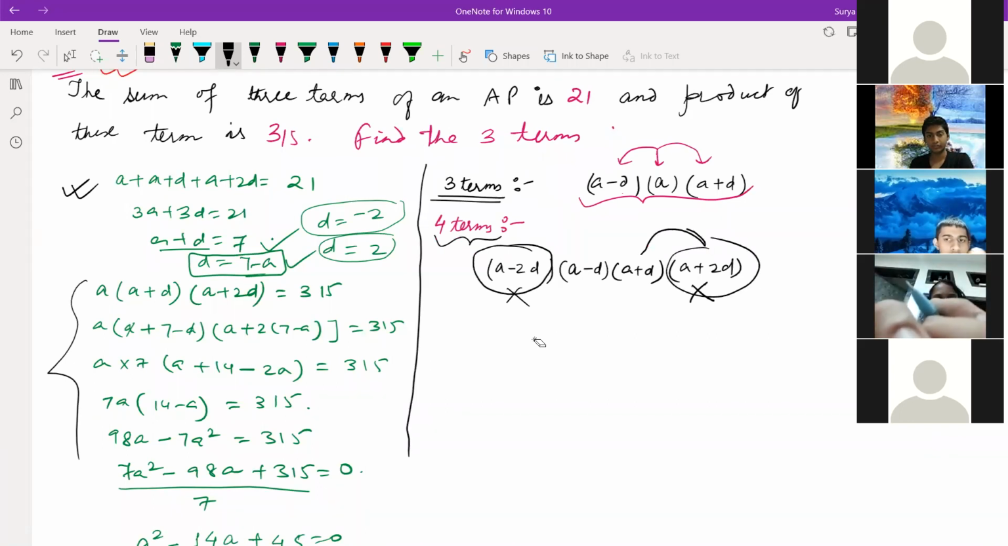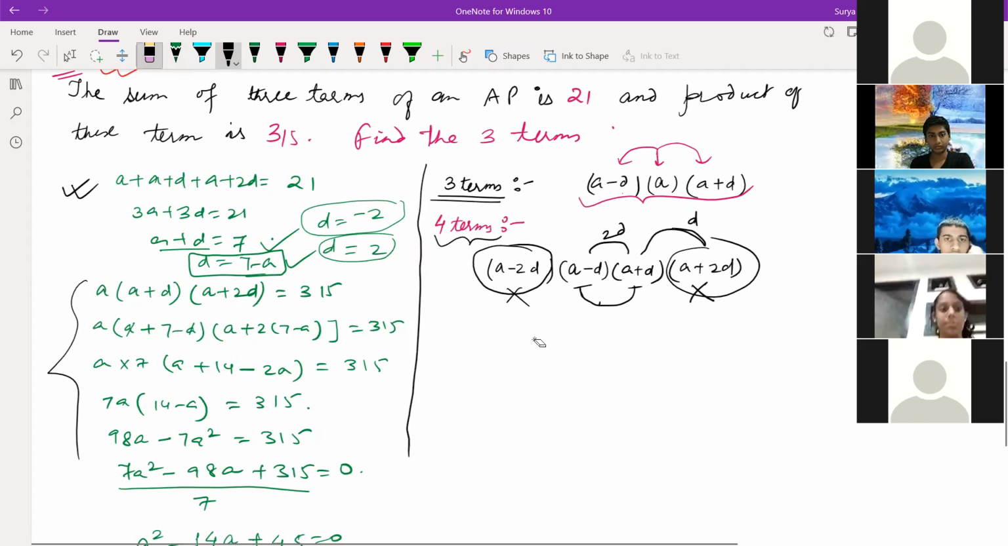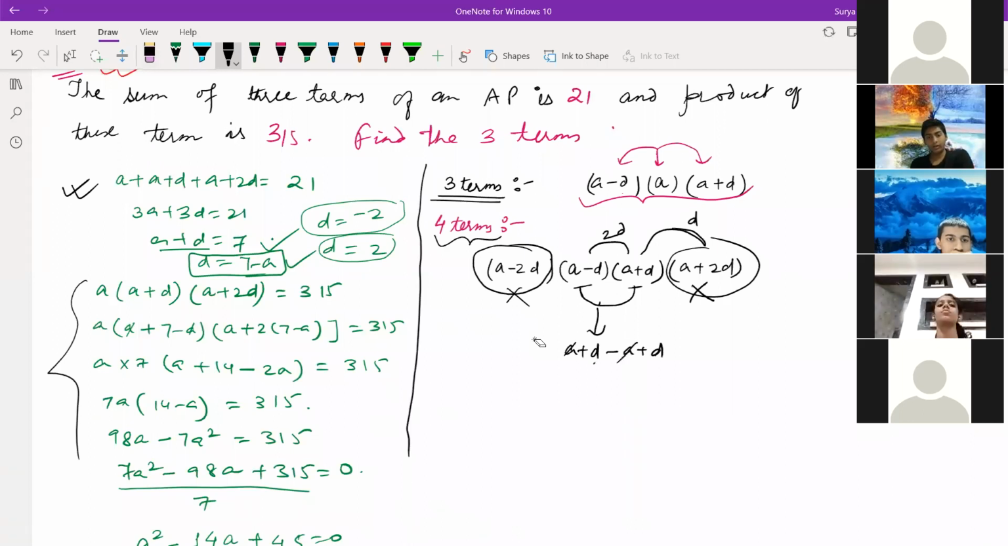Why is it wrong? Because here the difference is only d, and here the difference is 2d. Just see, a minus d and a plus d. What is the difference coming? a plus d minus a plus d, so here the difference is 2d. Now here, a plus 2d minus a minus d. a cancels, so the difference is only d. So the difference is not the same. How is this in AP? It's not in AP only, right?